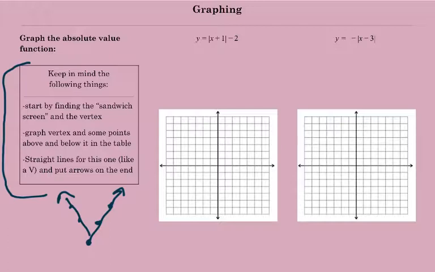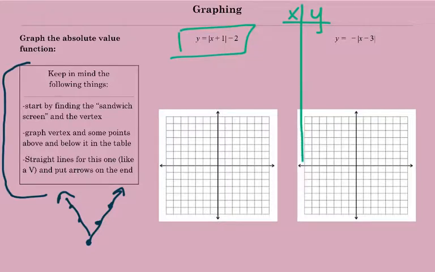Once you get it, however, type that in: absolute value of x plus 1. Make sure you get out of the absolute value to type in the minus 2. I have to find x and y. You should pause and try to find your sandwich screen.